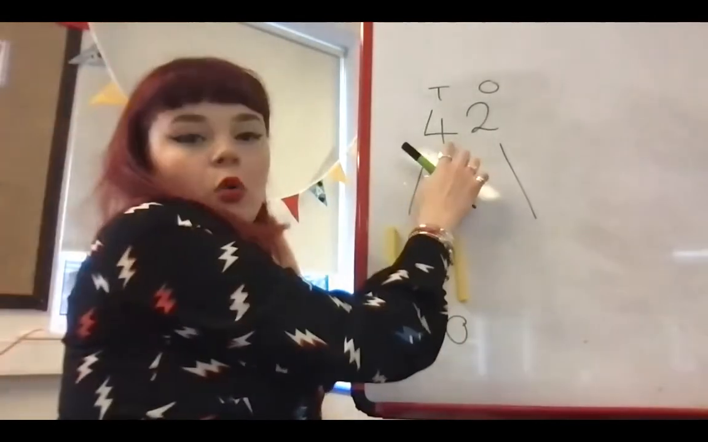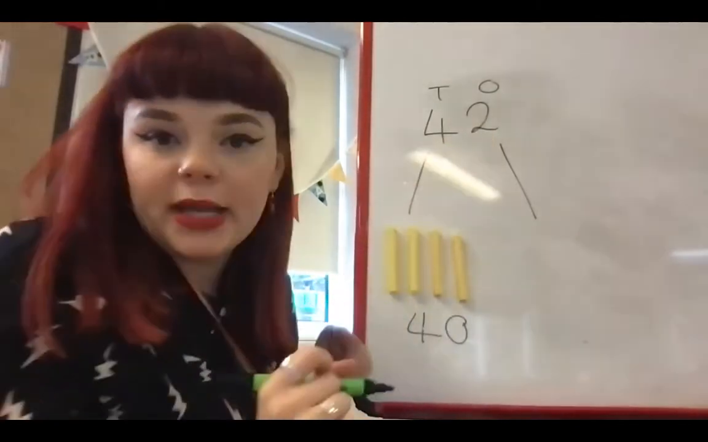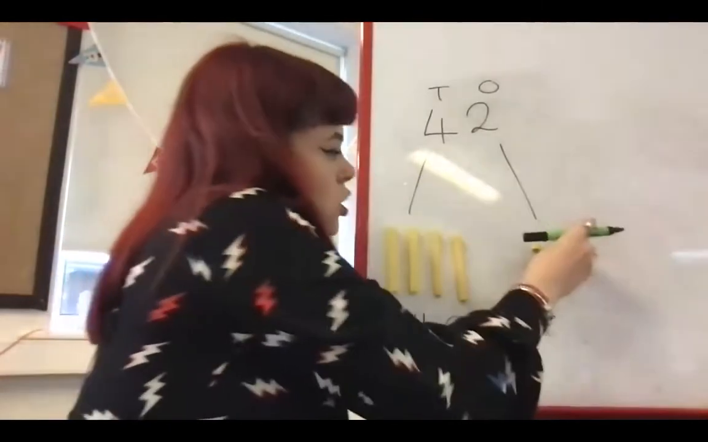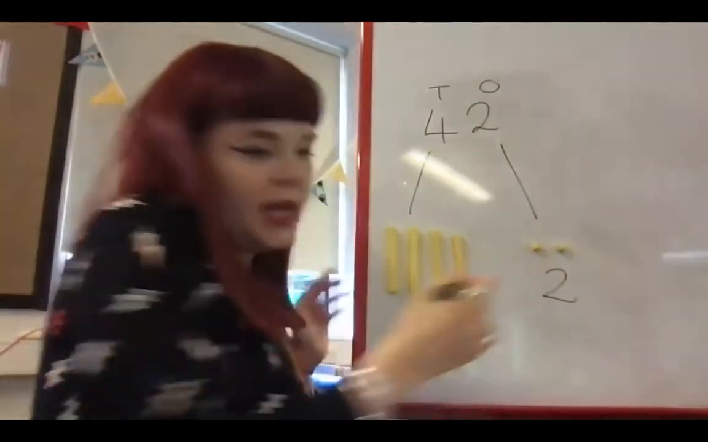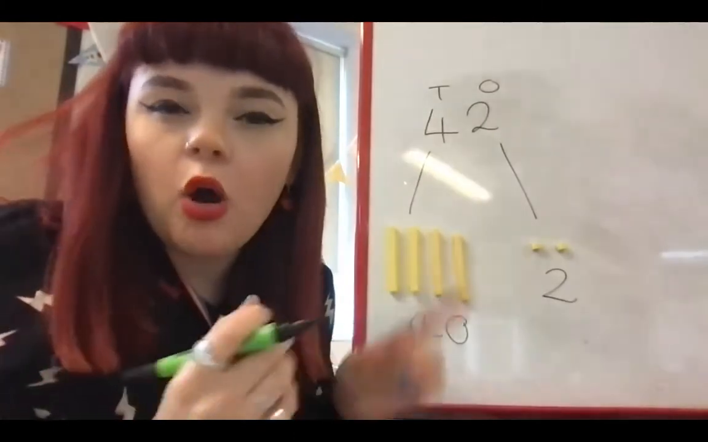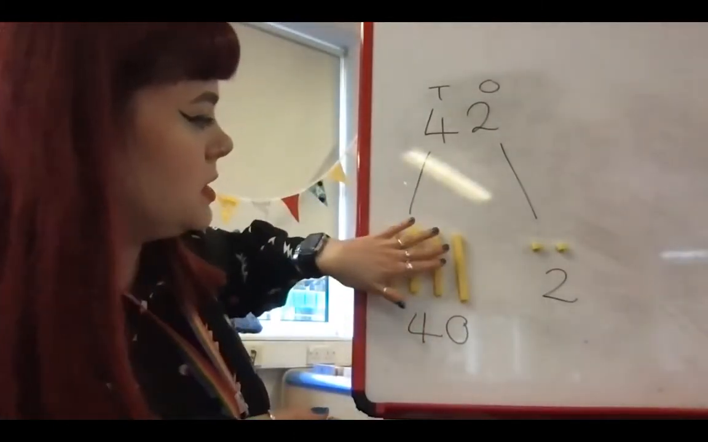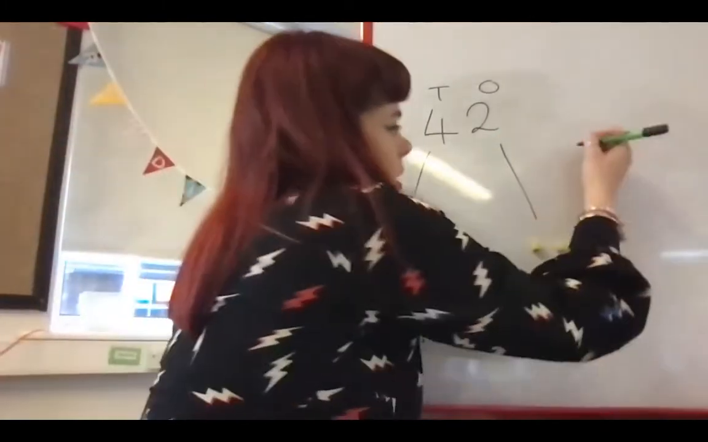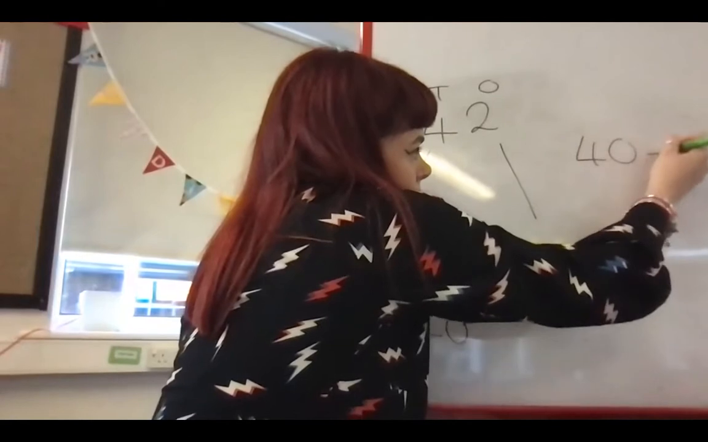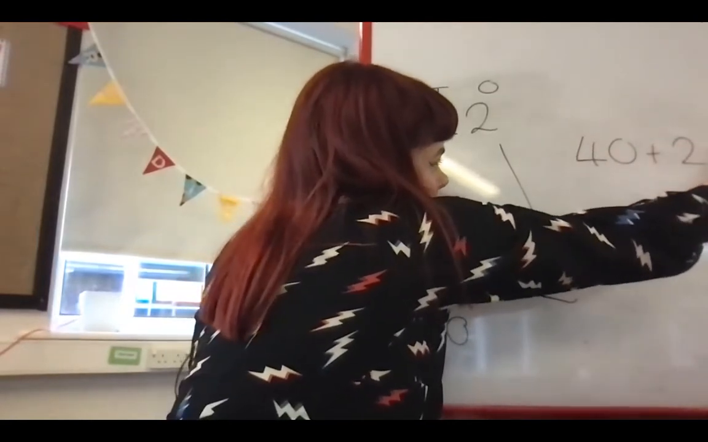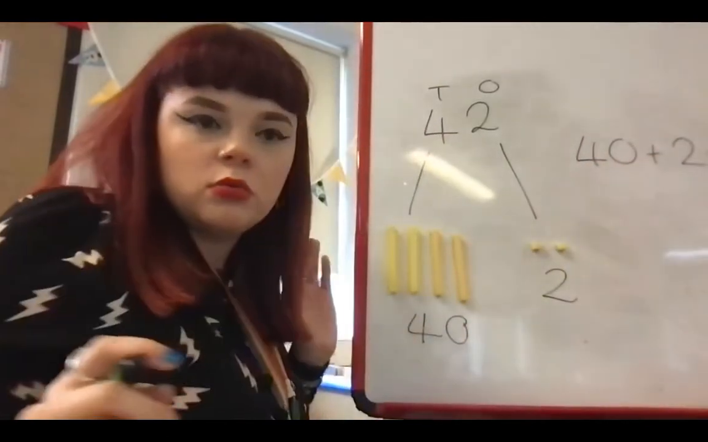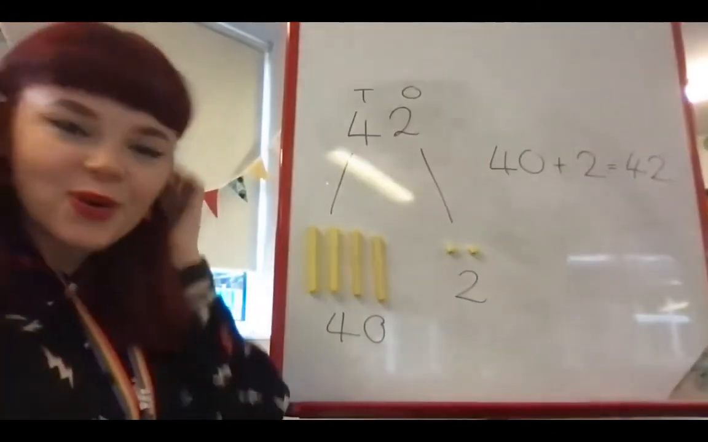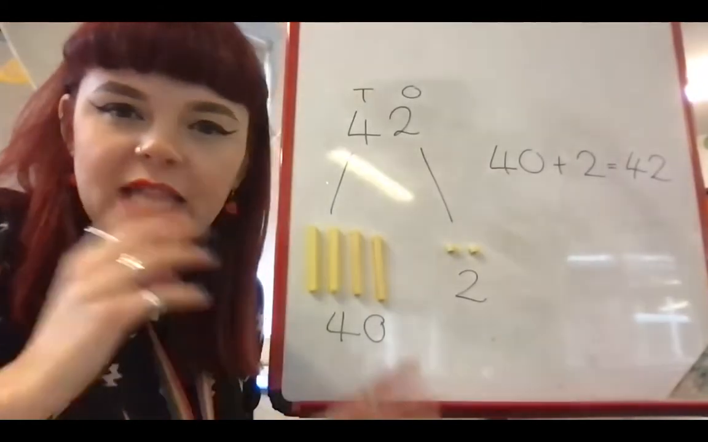Now, if I look back at my whole number 42, in the ones column, I can see a 2. Okay, so 2 ones. 1, 2. And I can check that my parts still come together to make a whole by counting them. 10, 20, 30, 40, 41, 42. Fabulous. So I know that 40 add 2 is 42. Okay, let me just move that a little bit so you can see me. There we go.